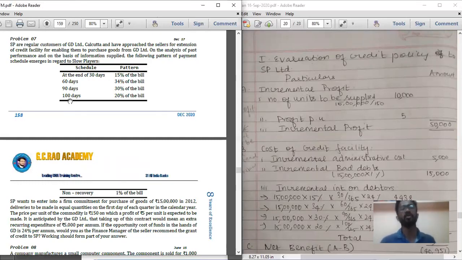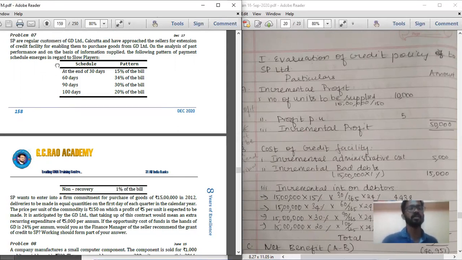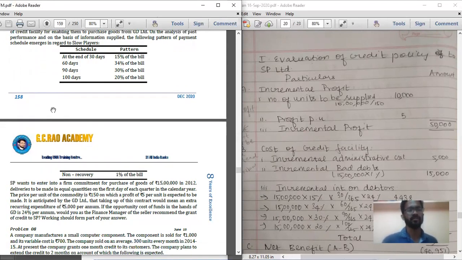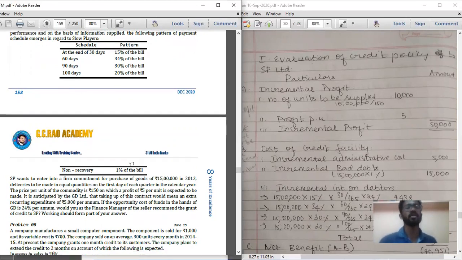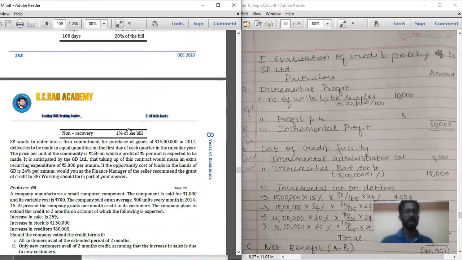that is on the basis of how I repaid my credit, the following pattern of payment schedule emerges in regard to slow payers. You can settle the amount in the following pattern. From the day of purchase, at the end of 30 days, you should pay 15%, 60 days 34%, 90 days 30%, at the end of 100 days, you should pay 20%, and there is always a non-recovery of 1% of the bill. That is bad debt. And SP wants to enter into a firm commitment for purchase of 15 lakhs in 2012.